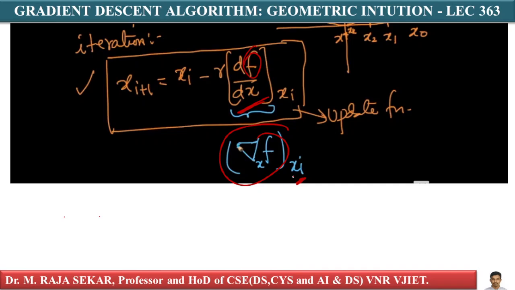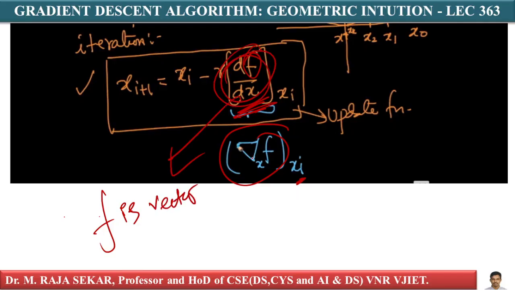Wherever this df by dx appears, you can replace it by del f with respect to x. That is important in the case where f is a vector. This df by dx can be replaced by del f with respect to x at xi, as it is xi plus 1. Now here is one very interesting aspect that I want to cover.